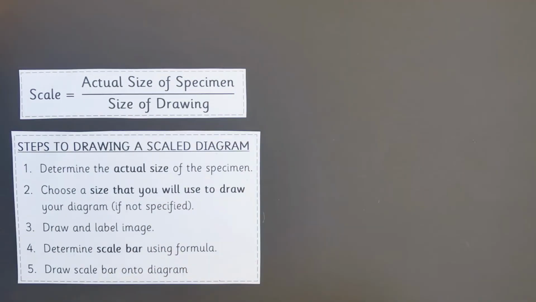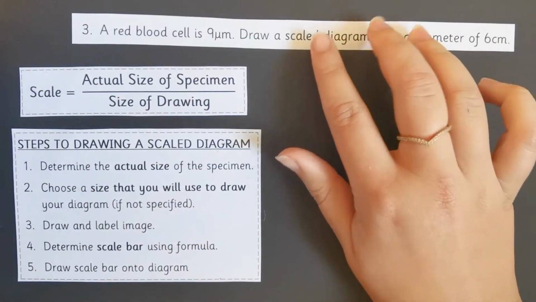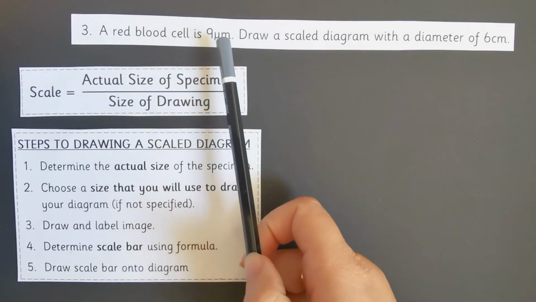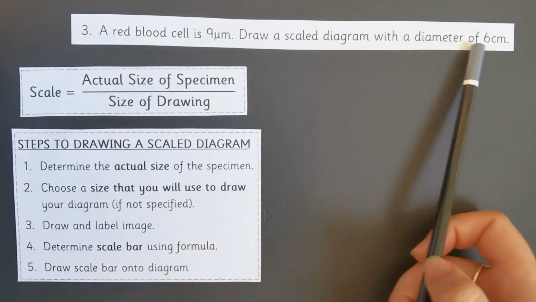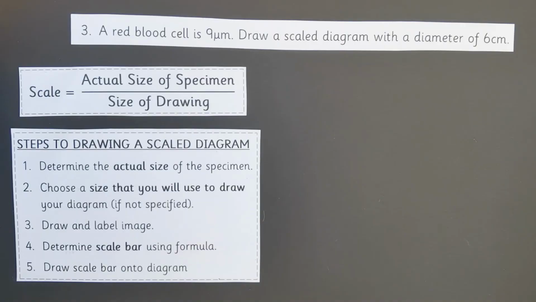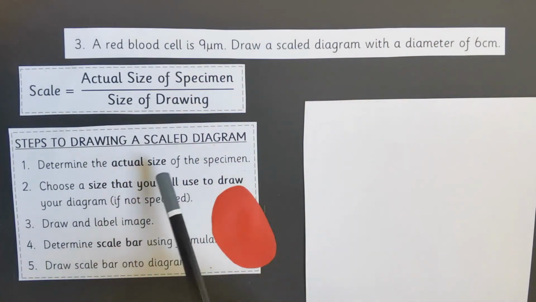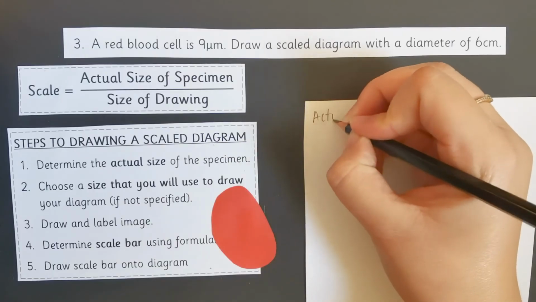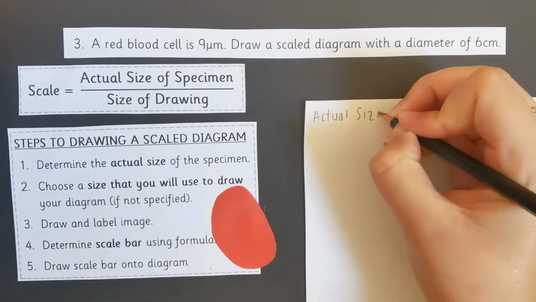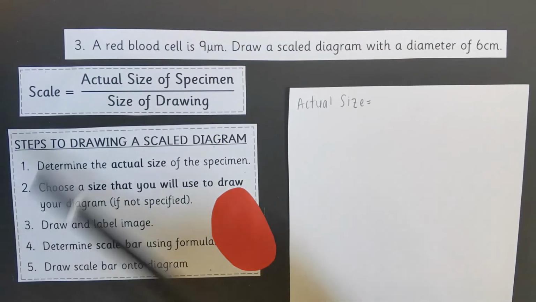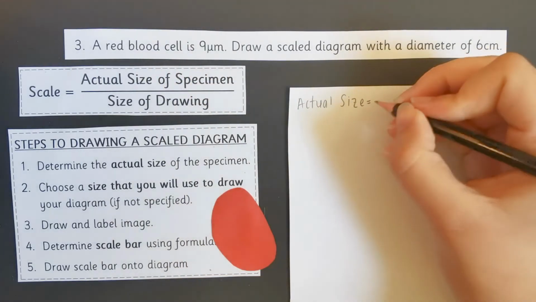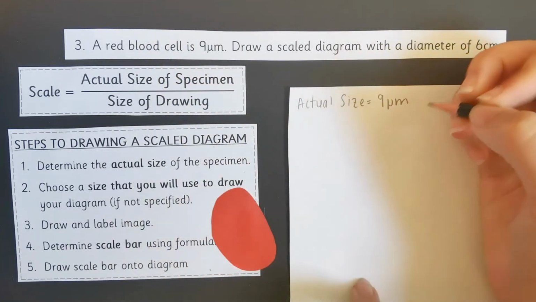Alrighty, let's do one more. So lastly, we've got a red blood cell that is 9 micrometers. Draw a scale diagram with a diameter of 6 centimeters. So this is what our good old mate red blood cell looks like. So firstly, let's determine the actual size of the specimen. So let's look at the question, and it tells us the red blood cell is 9 micrometers. So that's the actual size.